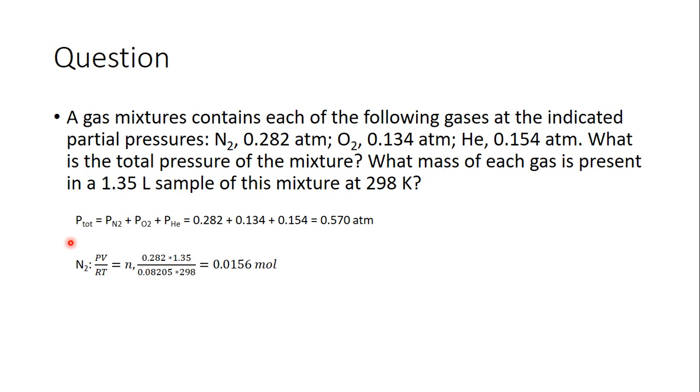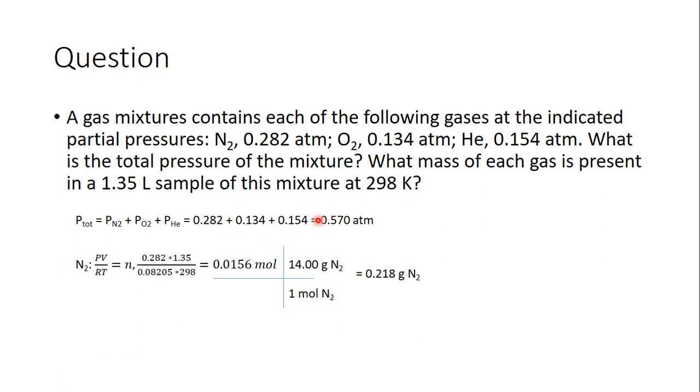PV equals nRT. I want to use that to solve for moles, because from moles I can get to weight. So the pressure due to nitrogen is 0.282. Our volume is 1.35. Here's our gas constant multiplied by temperature. And you see we have 0.0156 moles of nitrogen. Now I'm going to convert that into a weight using the molar mass of nitrogen, which is 14. So moles cancel out, and I'm left with grams of nitrogen. So my weight of nitrogen is 0.218 grams.